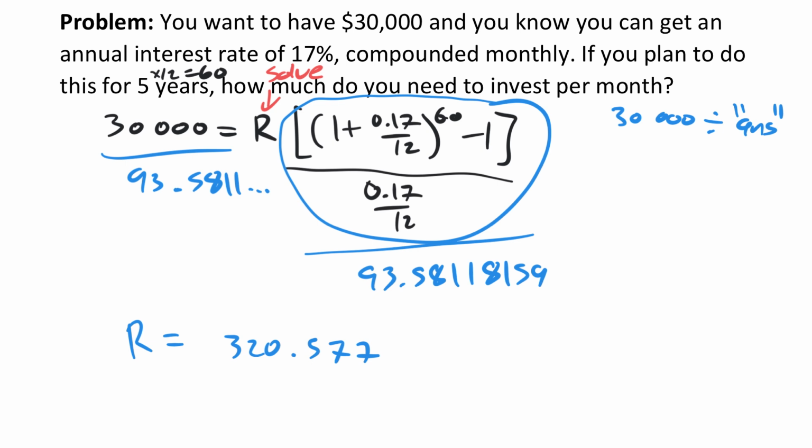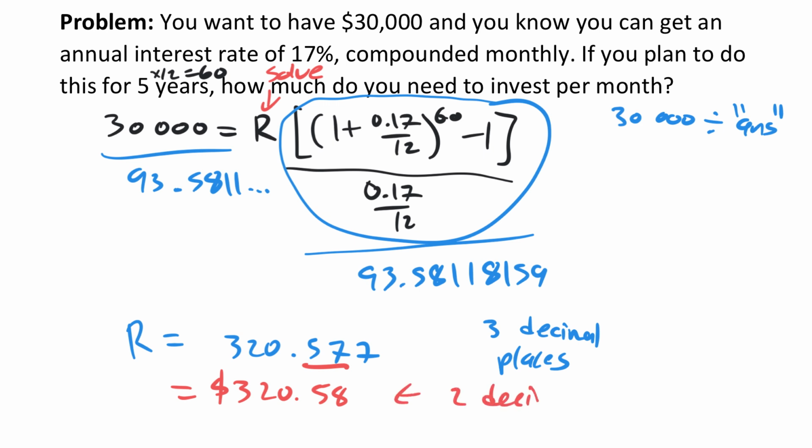Now again, this is a little technicality. Normally, I always say in pre-cal go to 3 decimal places, but we're talking about money here, so technically you only go to 2, because we only go to 2 decimal places in money. So the answer is $320.58. Let's include that dollar sign, and we only go 2 decimal places because it's money. So this is, again, an interesting result. If you save just over $300 a month, suddenly you'll have $30,000 for your car in just 5 years. Pretty interesting.